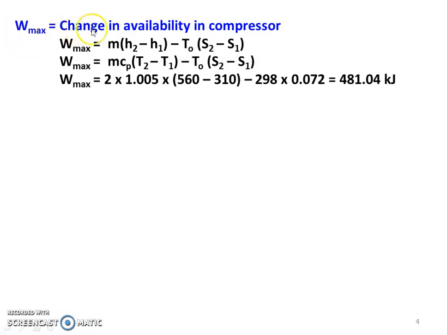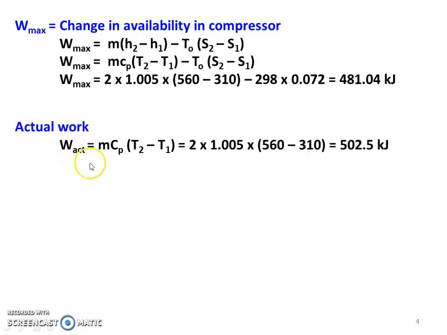Maximum work done in the compressor equals change in availability in the compressor. The equation is W max equal to m into (h2 minus h1) minus T0 into (s2 minus s1) for a flow system. The compressor is a flow device, an open system, so it is m into cp into (T2 minus T1) minus T0 into (S2 minus S1). Substituting, m equal to 2 kg, cp equal to 1.005 into (560 minus 310) minus T0 equal to 298 into (S2 minus S1), which we calculated as 0.072. So, using the calculator, W max is 481.04 kilojoules.